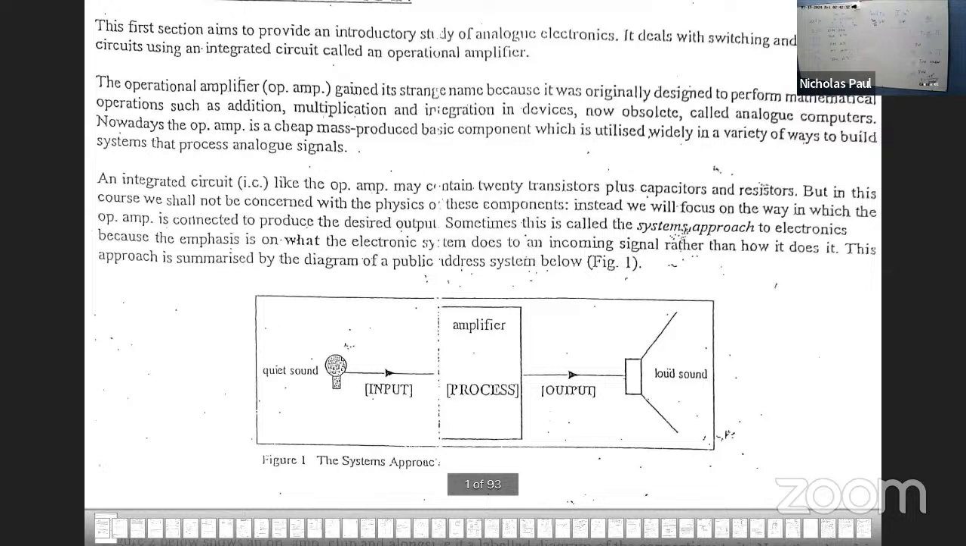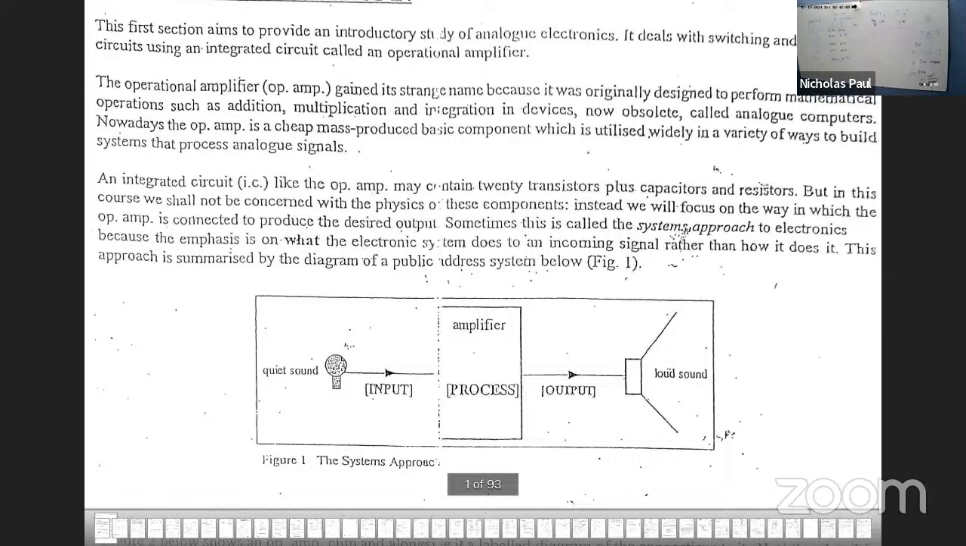And that's a little intro into it. The integrated circuit, like an op-amp, may contain transistors, capacitors and resistors. So all of those combined, you look at a chip, and you see all of those components on it. All those components are transistors, capacitors and resistors. And based on how you connect them, you'll have a different component.